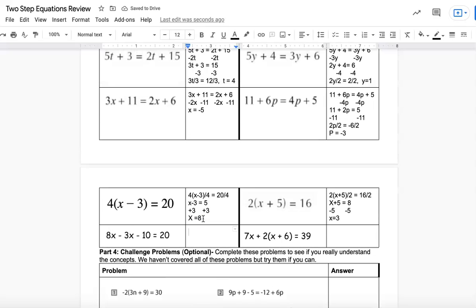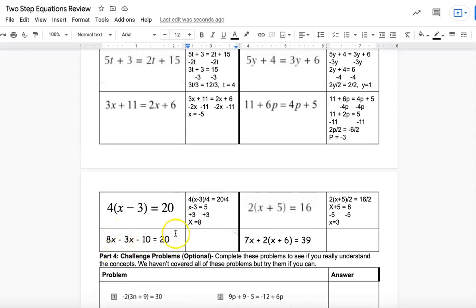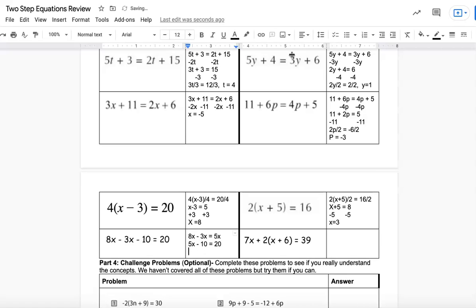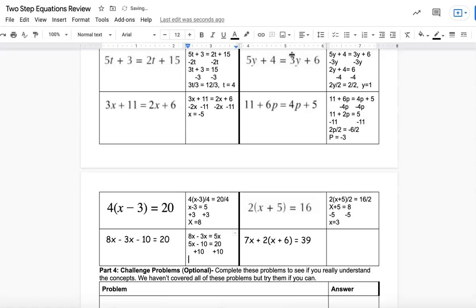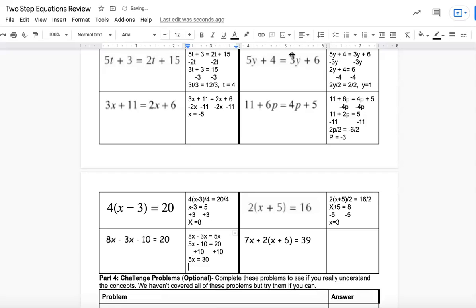Okay, so now we're on 2 more problems here. So we have 8x minus 3x minus 10 equals 20. So first we're going to simplify. Remember SCAM, simplify. So 8x minus 3x equals 5x. So now this is 5x minus 10 equals 20. So now we're going to add 10. Add 10. 5x equals 30. Divide both sides by 5. X equals 6.